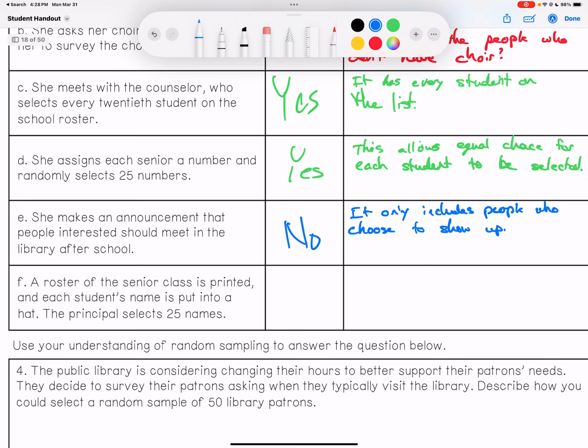F, a roster of the senior class is printed, that sounds right, and each student's name is put into a hat. The principal selects 25 names. Is that random? Yes. That's the same thing as D. I'm just going to put same as D because it is.